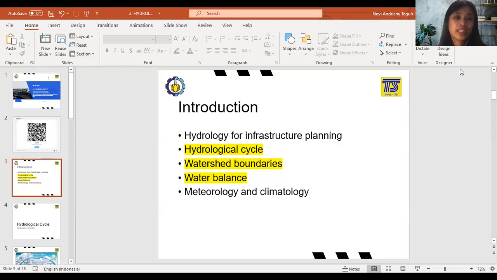This is only the beginning, so this is only the introduction to the hydrology. I hope you can understand it clearly, because it's the basic of the hydrology. In the next material, we will talk about meteorology and climatology, which I will probably keep for the next meeting.